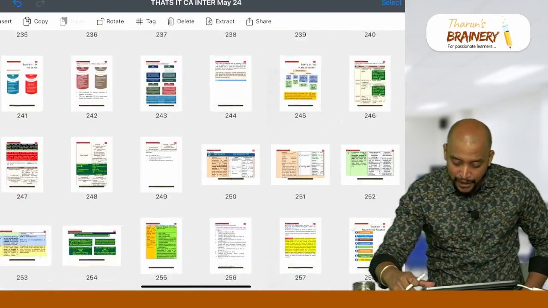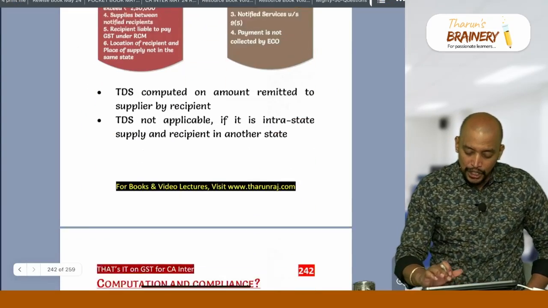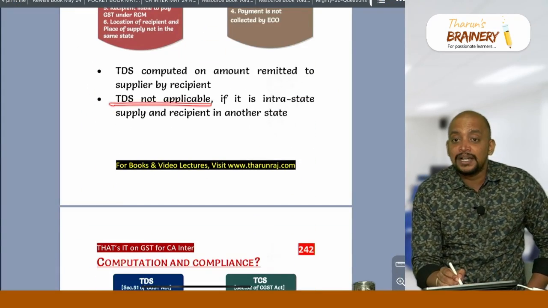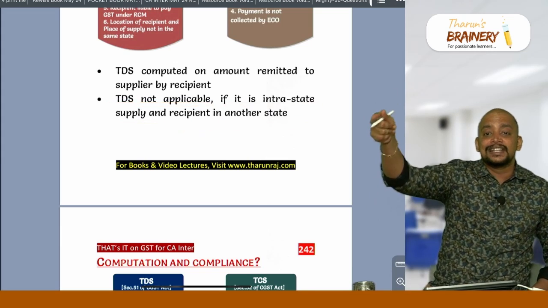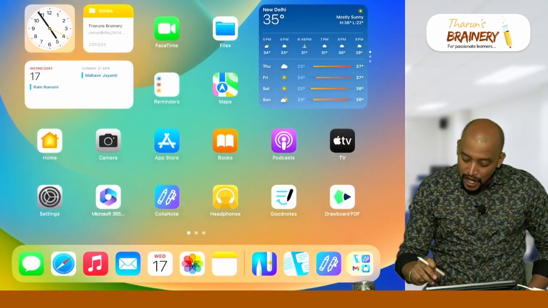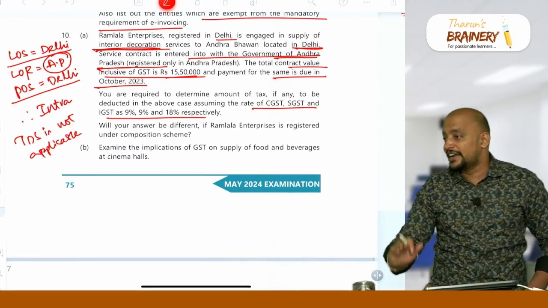I highlighted that point here. While discussing TDS, TCS, I told you TDS is not applicable if it is intra-state supply and the recipient is in the other state. So on this point they created one question itself. So TDS is not applicable.